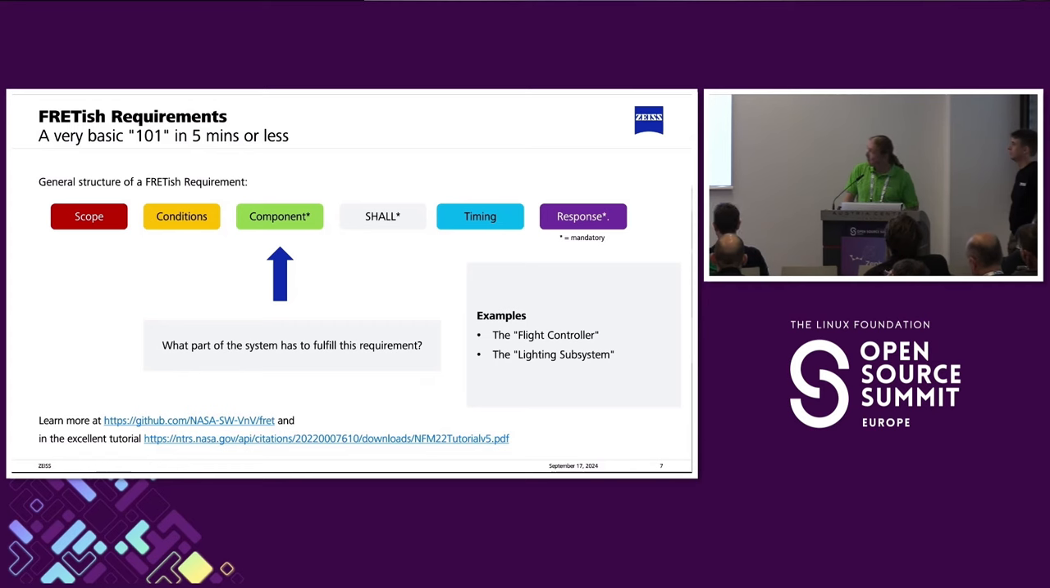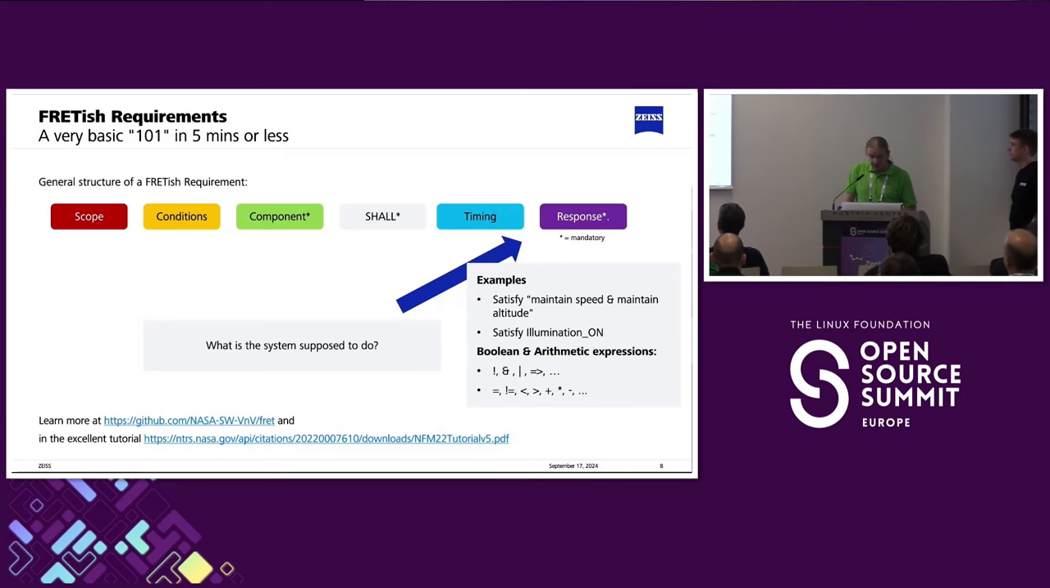So the component obviously is what the requirement is about. So what is the system or subsystem that the requirement applies to? Could be a flight controller, could be a lighting subsystem. You would probably come up with a lot of your own examples. The next important thing is the response from the system. That actually also contrasts the requirement from a user story, which you might have heard of from Agile, where everything is about the user and the intention of the user, which is deliberately vague and ambiguous because there might be different ways to realize a user need, whereas a system requirement is the opposite. It is specific about what the system is supposed to do, so there's a change of perspective.